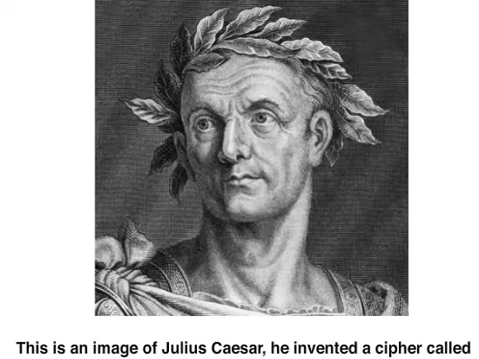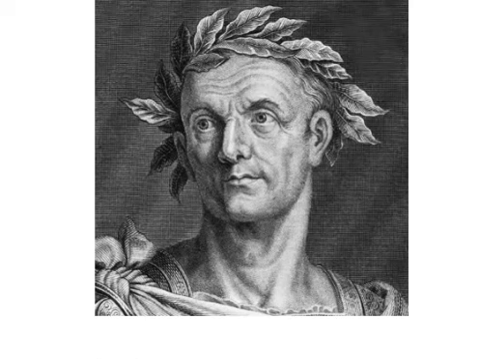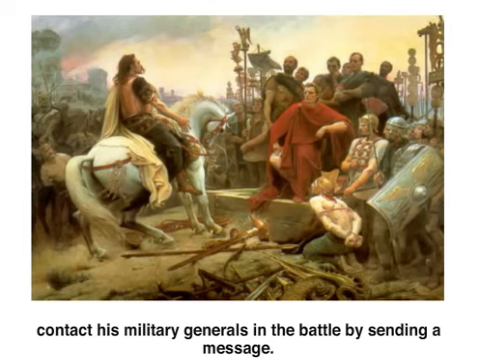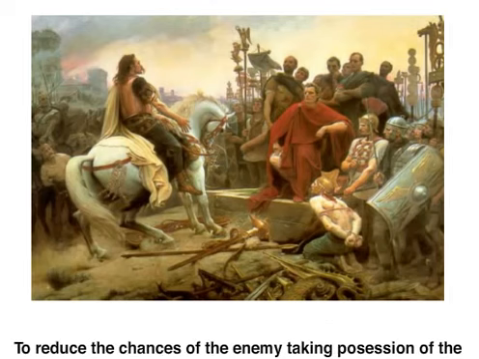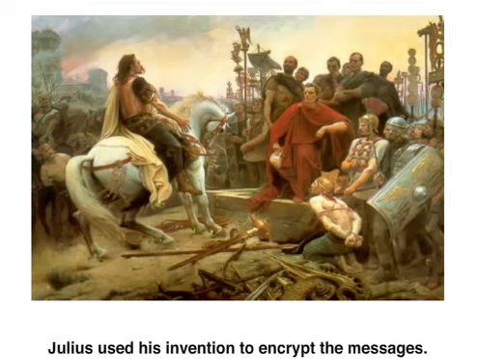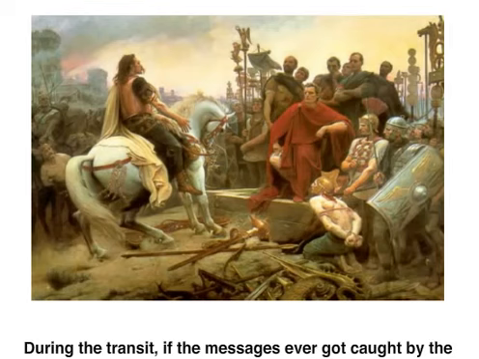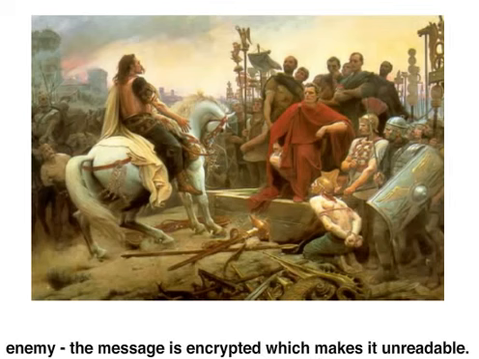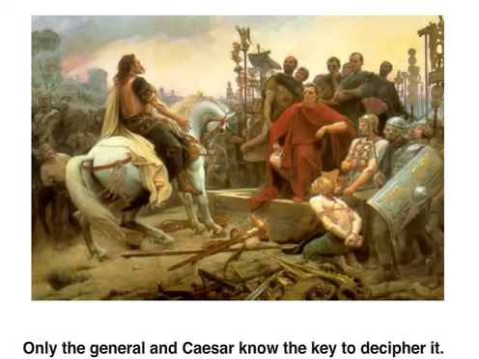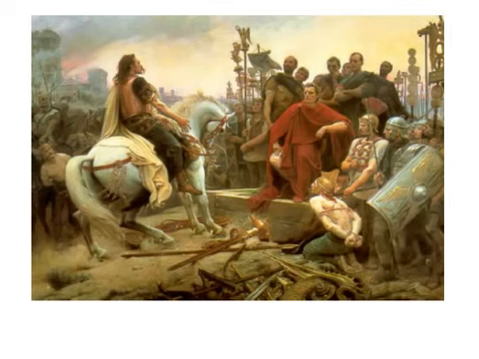He invented a cipher called Caesar cipher. The whole purpose of him inventing a cipher was so that he could contact his military generals in the battle by sending a message. To reduce the chances of the enemy taking possession of the message and reading what had been written, Julius used his invention to encrypt the messages. During the transit, if the messages ever got caught by the enemy, the message is encrypted, which makes it unreadable. Only the general and Caesar know the key to decipher it.